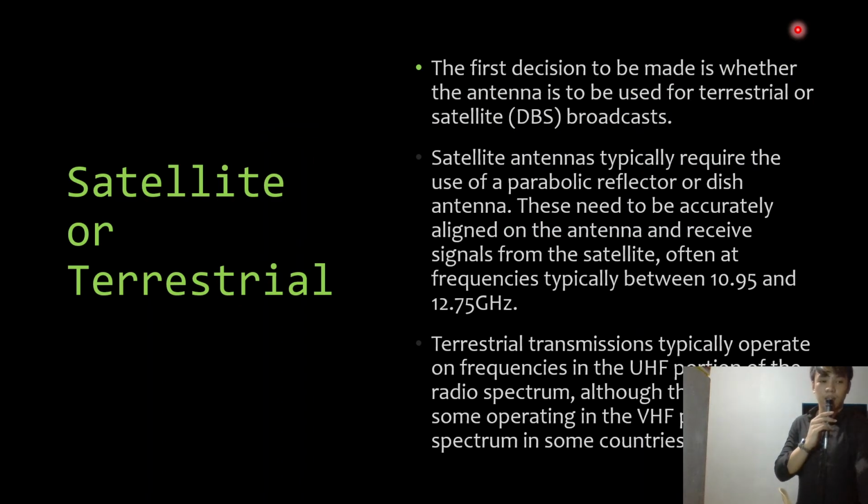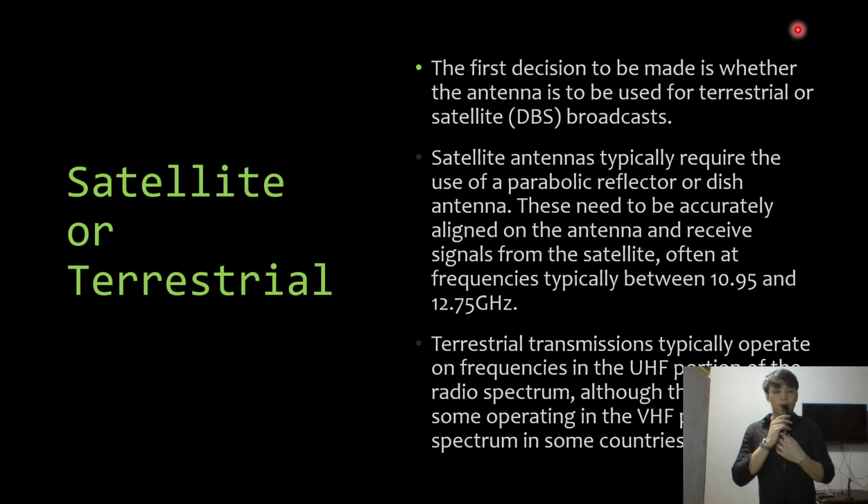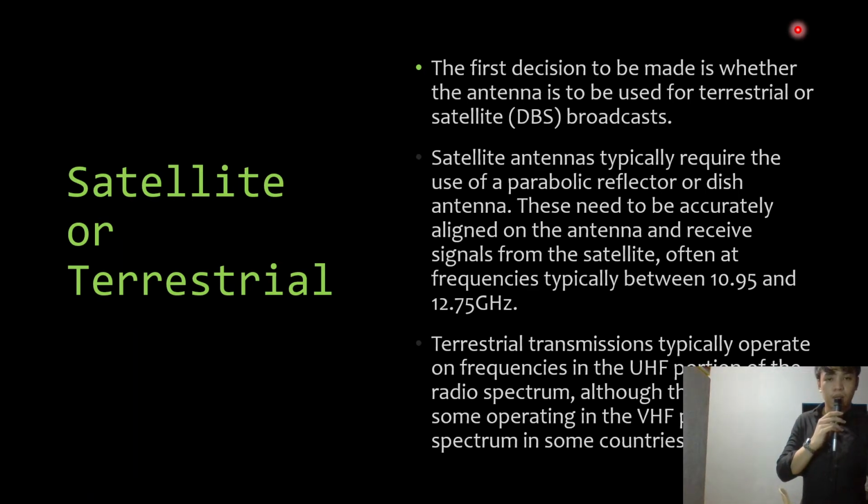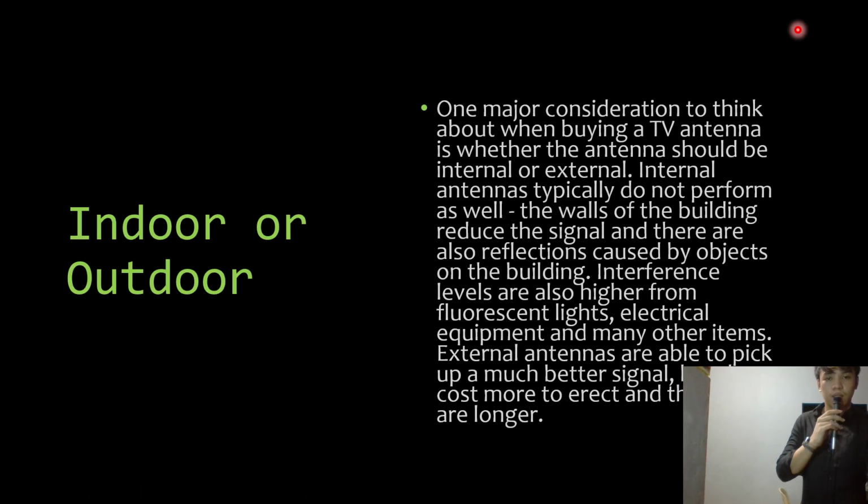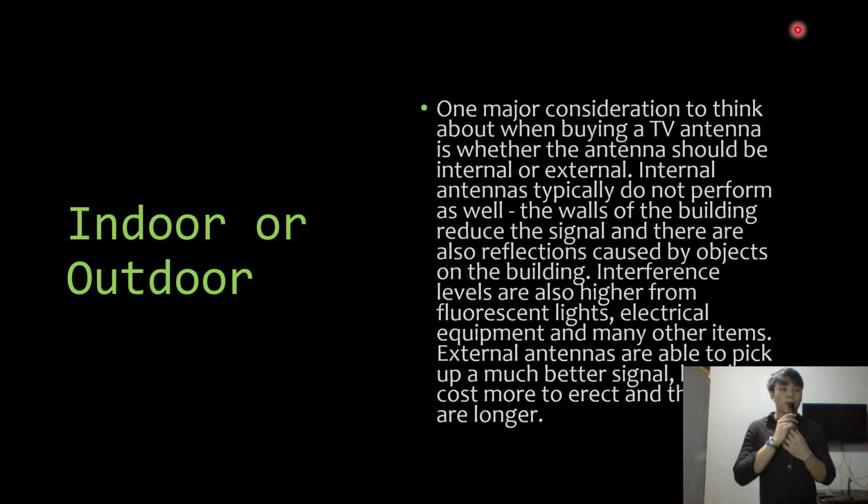So the first one is satellite or terrestrial. It is typically used on NASA, on weather forecasting systems, and one of the major things to consider when buying an antenna is whether it is indoor or outdoor.